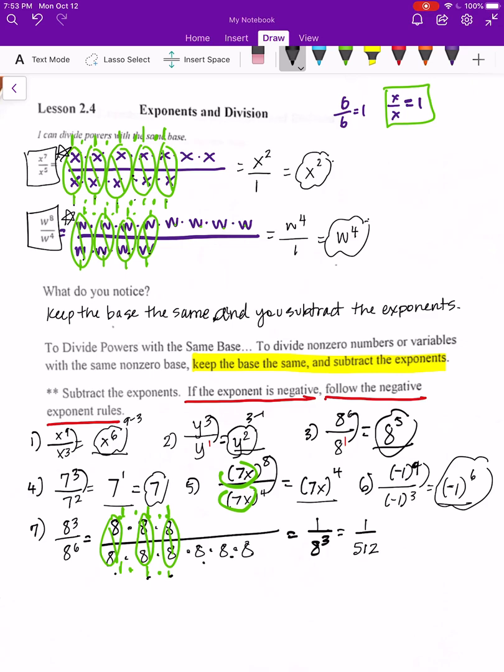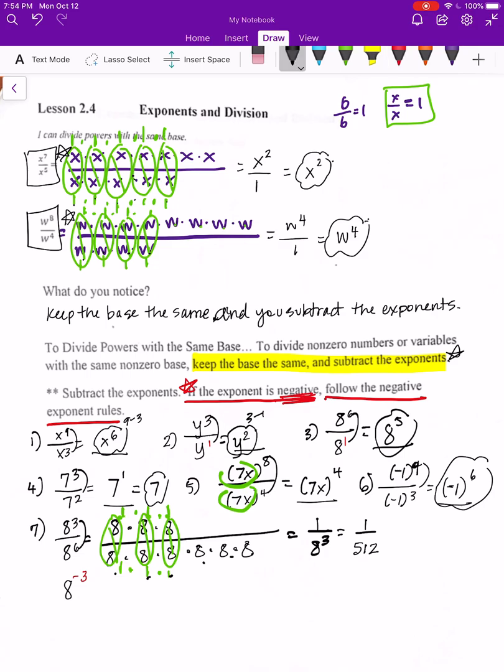What if I use this rule? Keep the base the same and then subtract the exponents. So let's do that right here underneath. I keep the base the same, and I'm going to subtract. What is 3 minus 6? So that's where you have to be careful. It's 3 minus 6. Well, that would be 8 to the negative 3rd power. And if you remember, it says subtract the exponents. If the exponent is negative, follow the negative exponent rules. Meaning, I can't keep it negative.